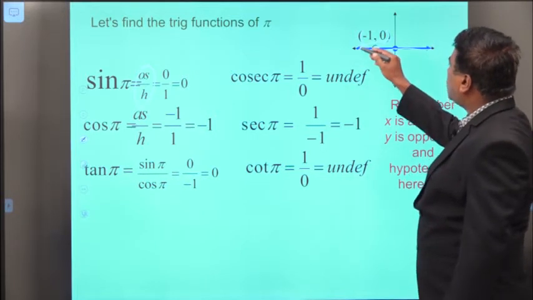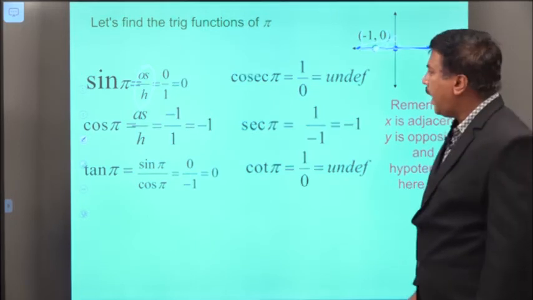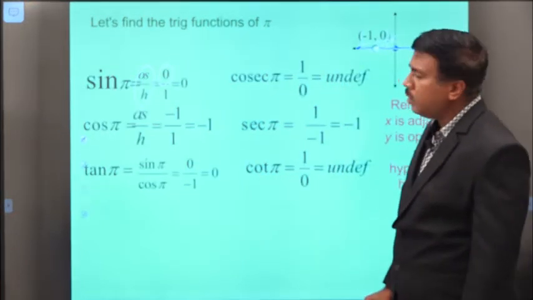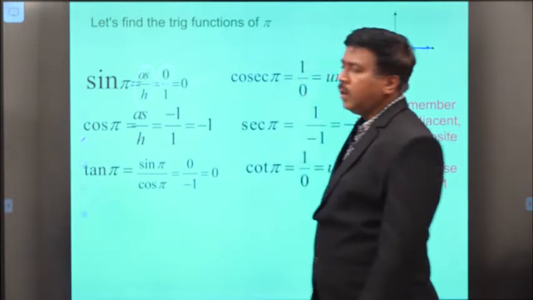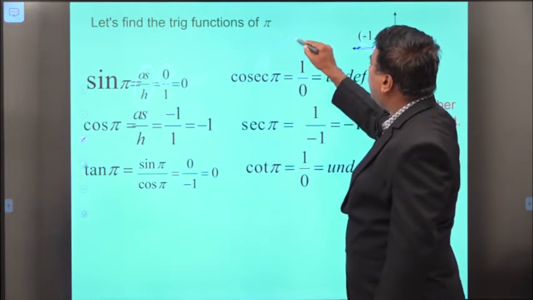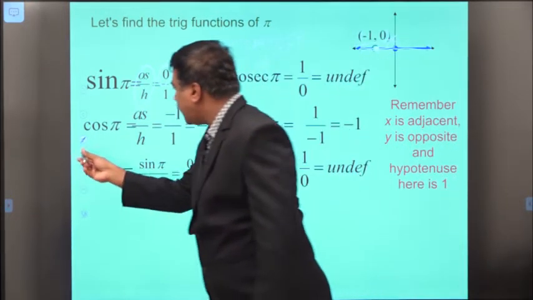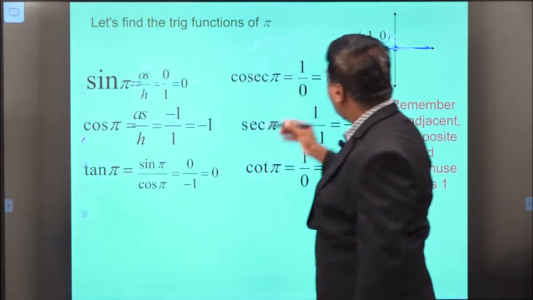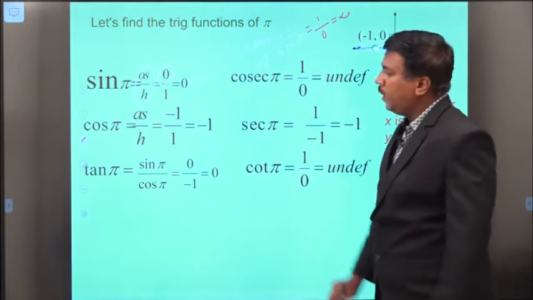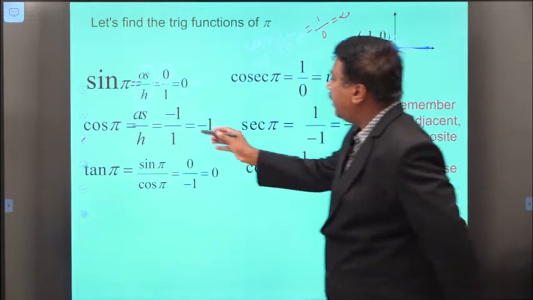Therefore h is equal to 1. Here the angle made with the positive x-axis is pi. So for sin pi, the opposite side is equal to 0 and the hypotenuse value is equal to 1. Therefore that value is equal to 0. Similarly, cosecant pi is the reciprocal of sin pi. Cosec pi is equal to the reciprocal of sin pi, that is 1 by 0, which is infinity.